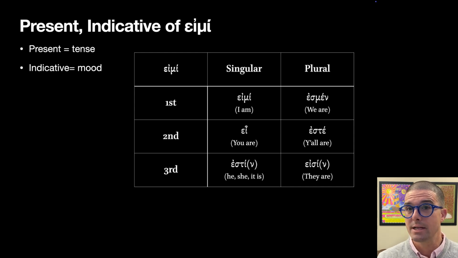Esti or Estin with the movable nu. So remember that nu will be there if the next word begins with a vowel. In the third person singular, this will be a he, she, an it, or a they.